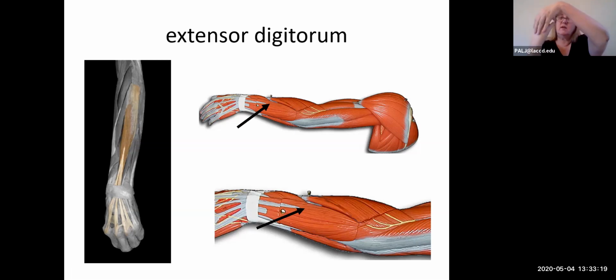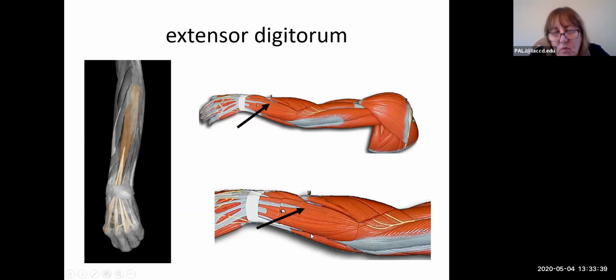Because it's going to come down here and insert all the way down here, so it's going to be extending digits 2 through 5. So those MCP, PIPs, and DIPs is going to extend all of those. And then there is one big muscle that is medial to it.